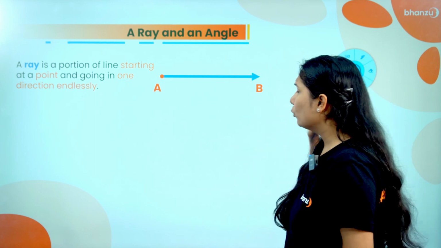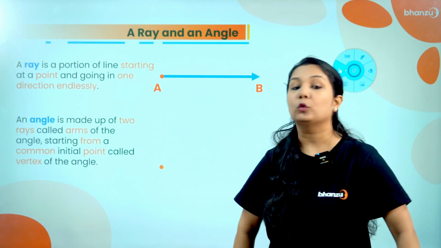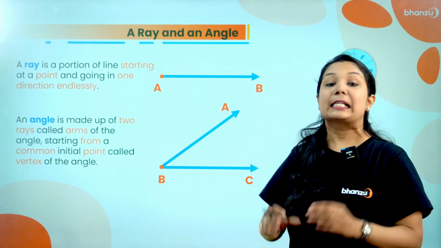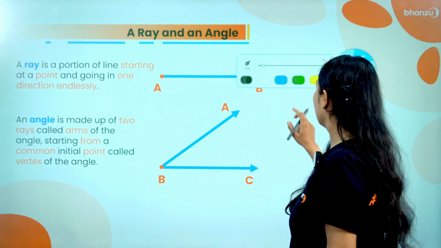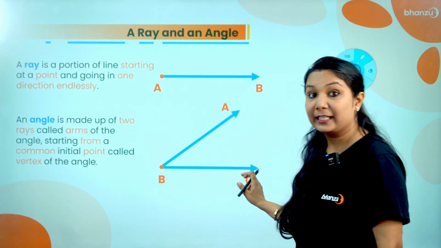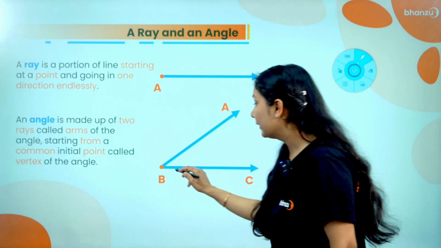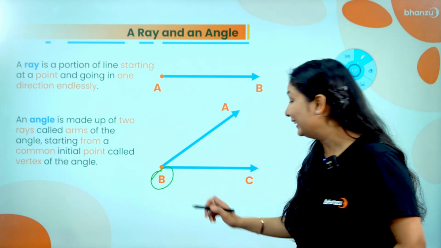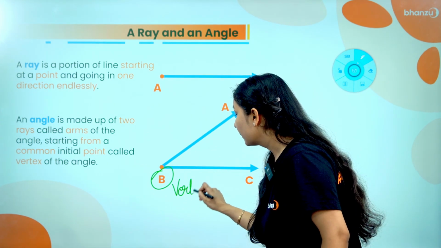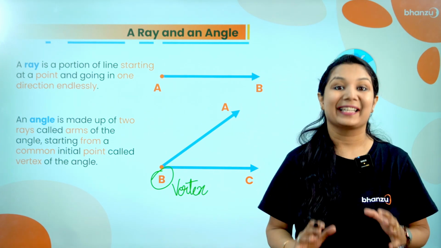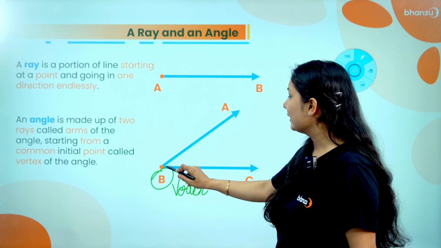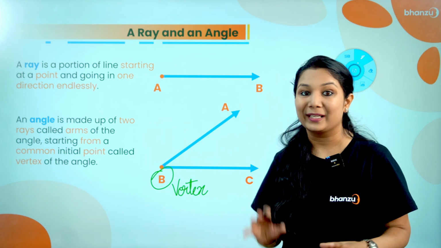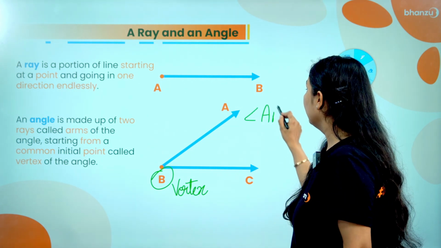And now, what's an angle? An angle is made up of two rays. Just now we saw what rays are, right? They are called arms of the angle, starting from a common initial point. So if this is our angle ABC, what's the common initial point? It's B. And what is this common initial point called? In an angle, it is called a vertex, right? In this particular case, BA is one of the rays and BC is one of the rays. So out of these two rays, we got the angle ABC.